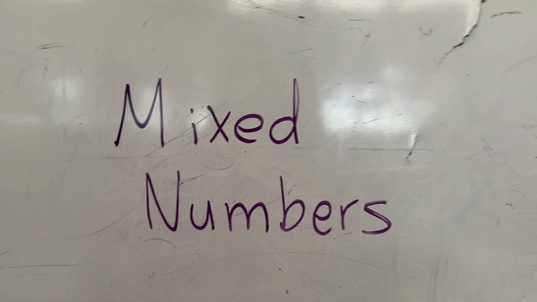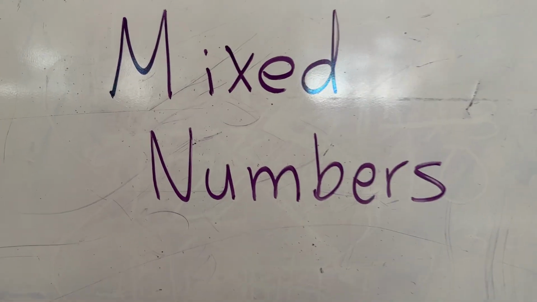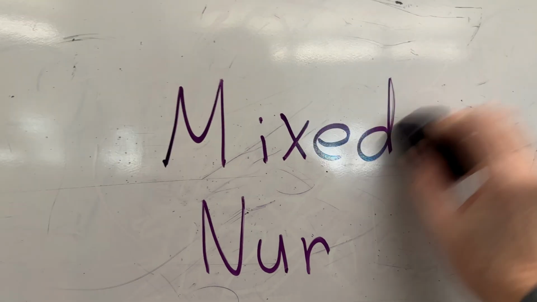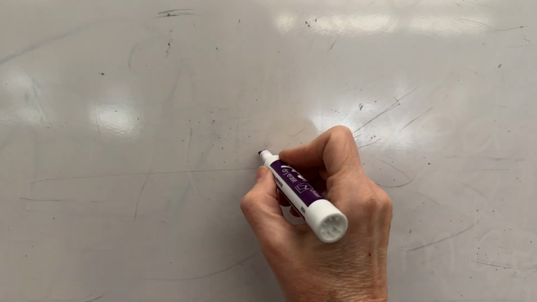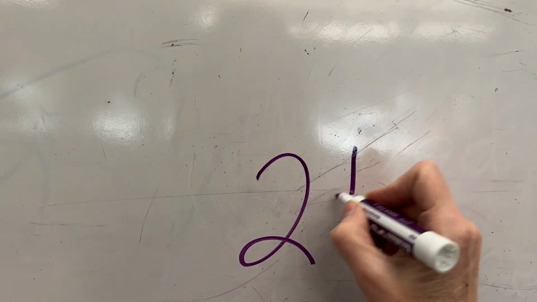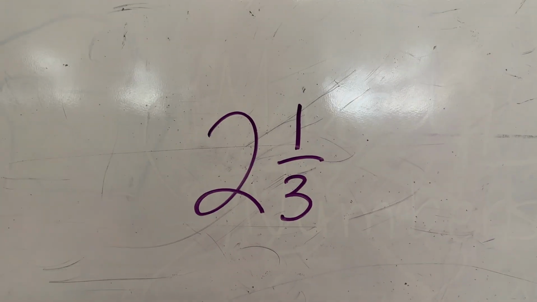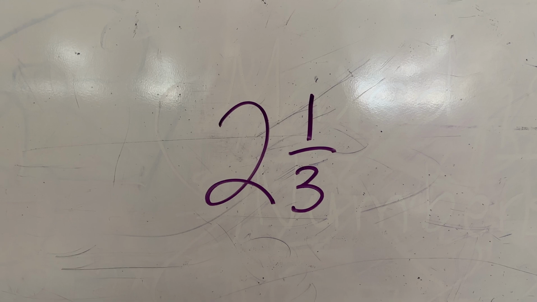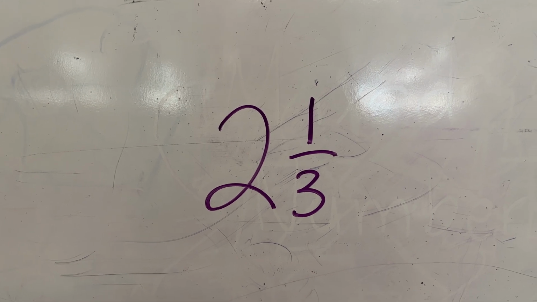Now we're going to talk a little bit about something called mixed numbers. Mixed numbers are a combination of whole numbers and fractions. 2 1/3. That is one number. It's 2 1/3. That is a mixed number.